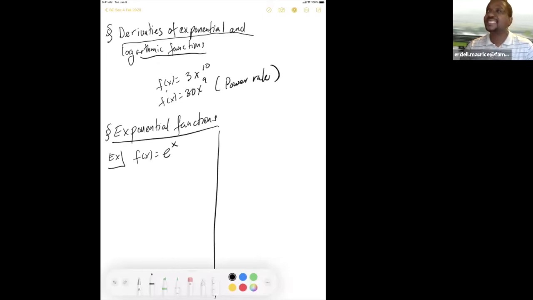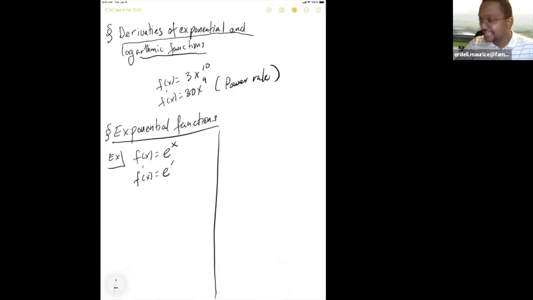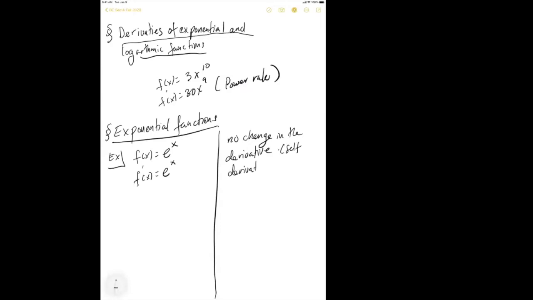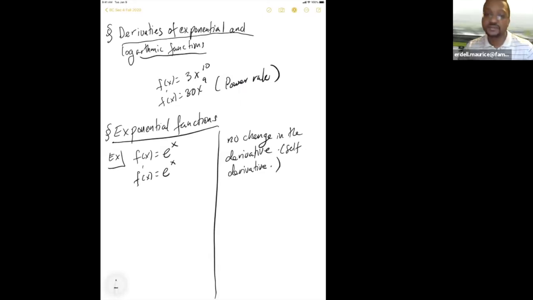Well, the number e is actually an engineered number. It was engineered for one basic purpose, and the basic purpose that it was engineered for was this. The derivative of e to the x is e to the x. E was generated so that the derivative will be a self-derivative, i.e. there is no change in the derivative. It's often called the self-derivative. And hopefully that should make sense to you.